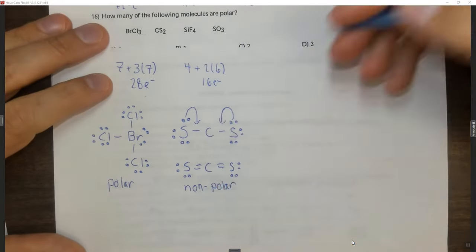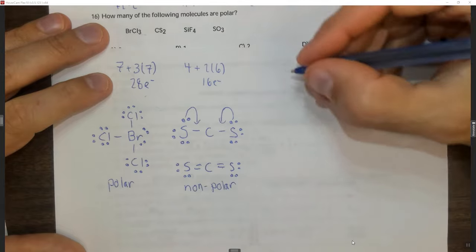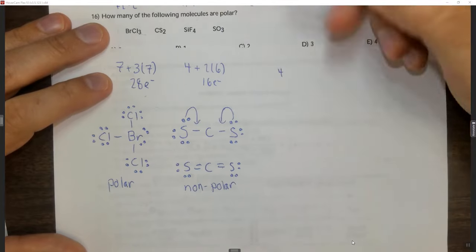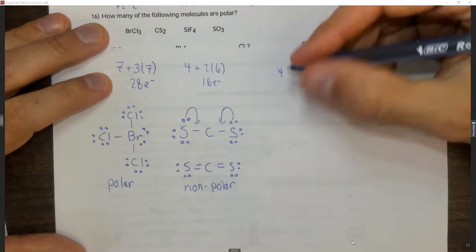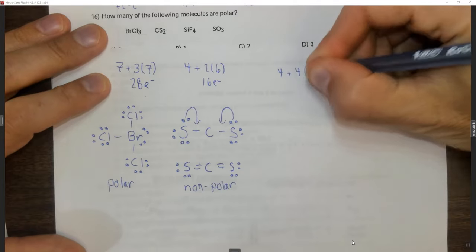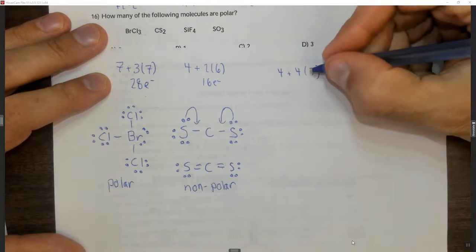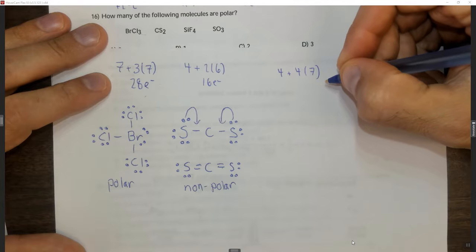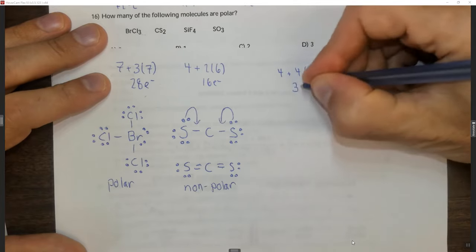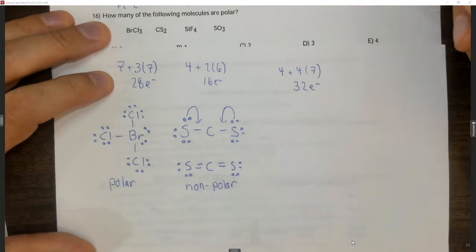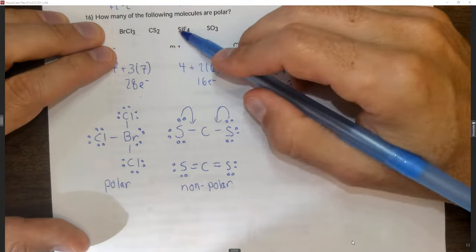Let's look at the next one, SiF4. So, silicon is just below carbon, so it has 4 valence electrons, plus 4 times 7. There's 4 fluorines in 7A, so that is 32 total electrons. Put the least electronegative atom in the middle.